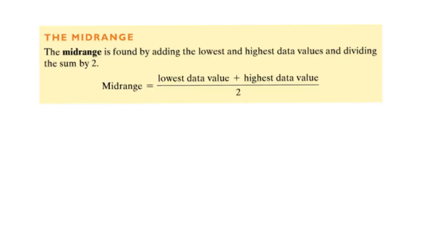The fourth measure of central tendency is called the mid-range. The mid-range can be calculated by finding the lowest data value added to the highest data value, and then dividing by 2. Adding the lowest data value plus the highest value, then divide by 2. Straightforward and simple. This is called the mid-range. Let's look at a problem.